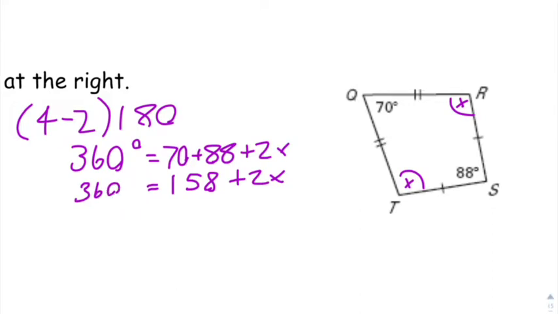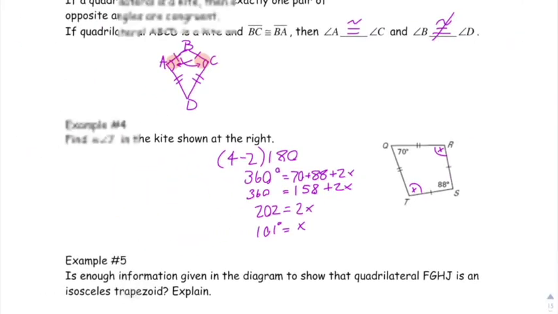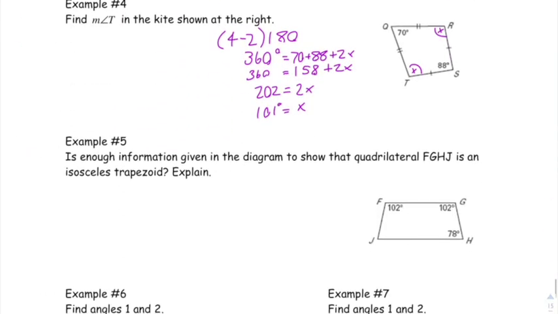equals 360, and then we'll subtract the 158. I think that gets us like 202. Yep. So that'll be 202 for the two angles, and then divided by 2. And then you get x equals 101 right there. So 101 degrees for each one of those right there. That's pretty much it there.